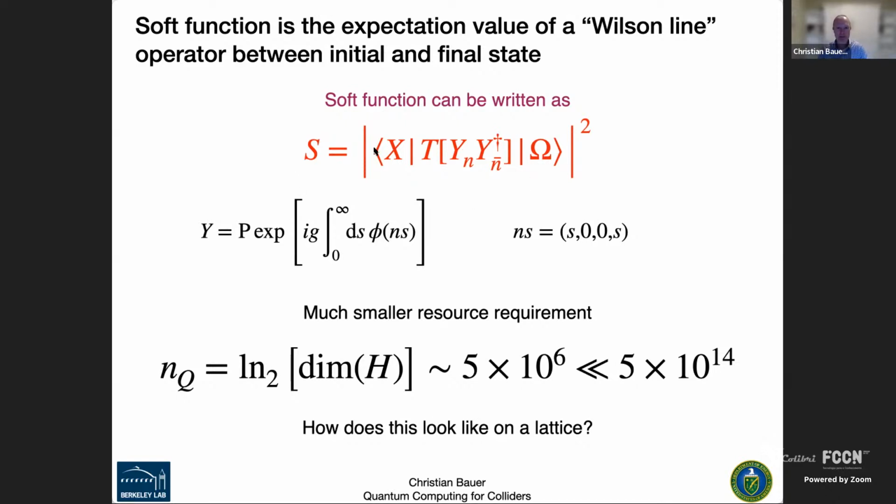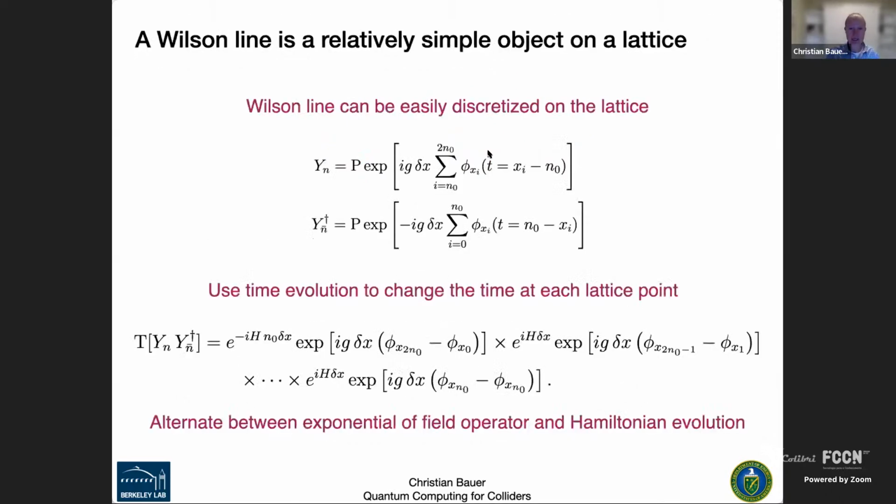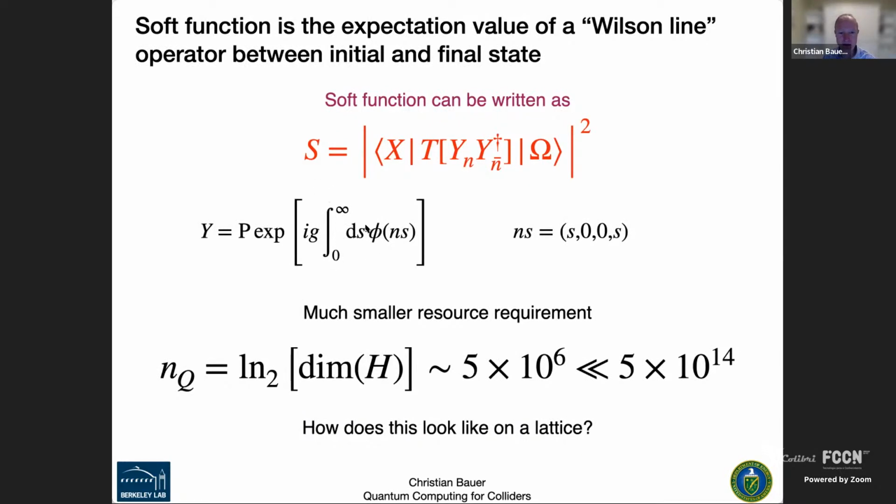So the question then becomes, if I want to compute this object, how do I do this on a quantum computer? The first thing I need to do is ask how this object looks on a lattice. Remember what I'm doing here: I'm taking an integral along some path, and I'm evaluating this field phi at n times s. So n times s is a 4-vector that has a time component s and, say, the z component in position s. But now I'm living on a lattice, so I don't have a continuous value of s anymore, so I can't integrate over it, but I sum over the lattice points that are hit as this Wilson line traverses.